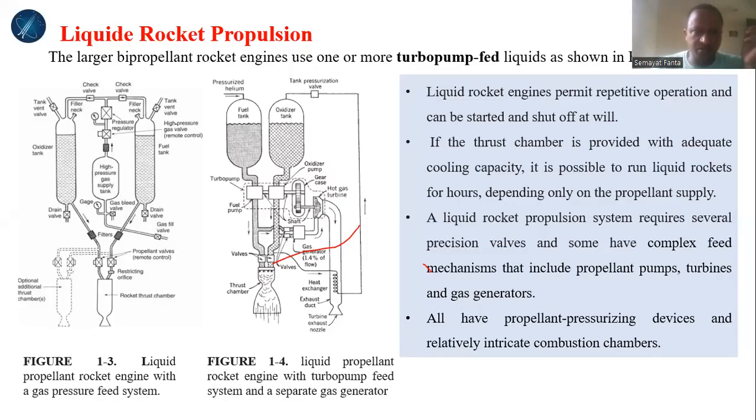So when we come to liquid propellant rockets, we have two types of system. One is simply a gas pressure feed system, and the other is a system containing a turbopump mechanism, which has a separate gas generator itself. So this turbopump system is driven by a gas generator. It feeds the fuel and the oxidizer to the main thruster.